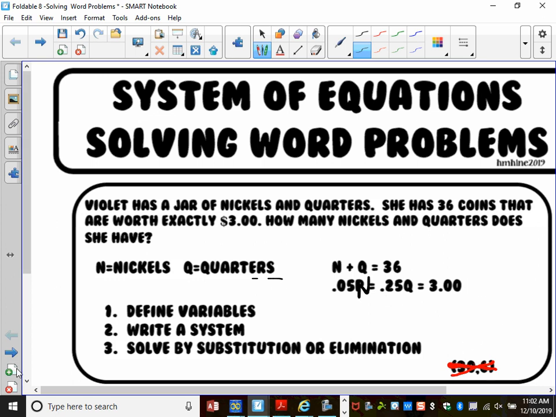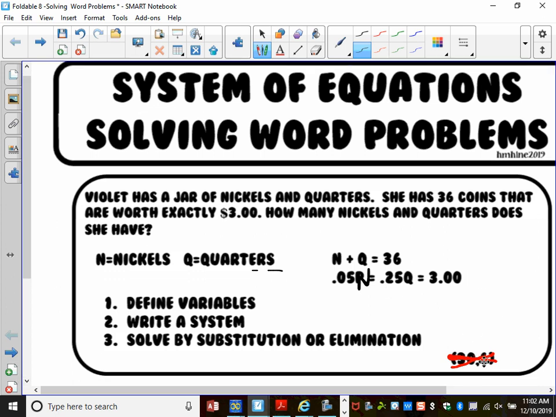Now, notice that I did X out this, because now we're talking about word problems. We're not talking about coordinates. So put an X there. The way that you would actually write your final answer, you would say 30 nickels. Okay, let's write it out. And 6 quarters.